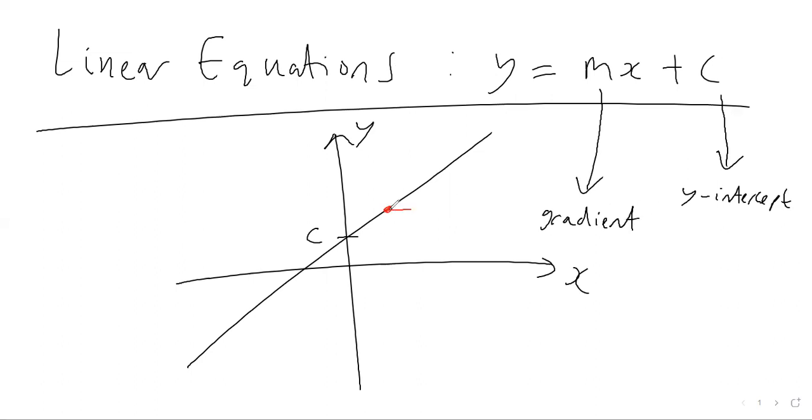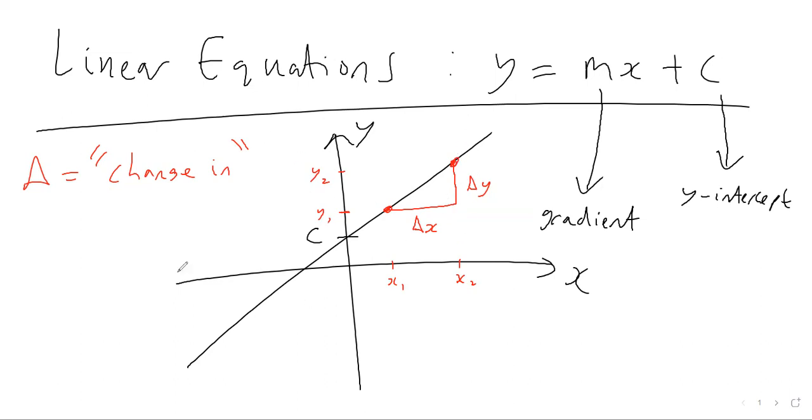The gradient is just a measure of how steep your straight line is. It is literally the change in y divided by the change in x between any two pairs of coordinates on your straight line like this. This triangle symbol just means change in. So I call this y1 and this y coordinate there y2, and I call this x1 here and this x2 there. So that's how you measure a gradient: change in y divided by change in x.